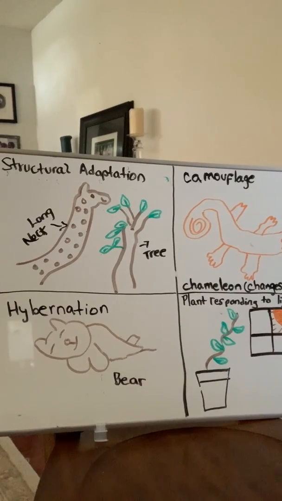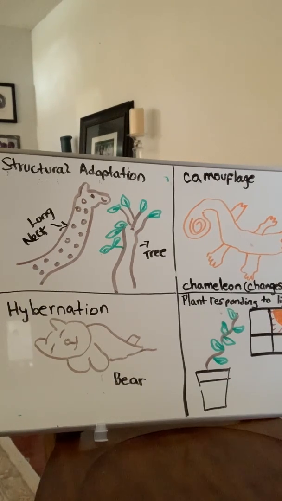So, environmental resources such as food, water, and shelter are limited and crucial to the survival of certain organisms, or of all organisms. So when there's not enough resources to go around, organisms must compete for available resources. So there are several types of adaptations that they have to make in order to survive.